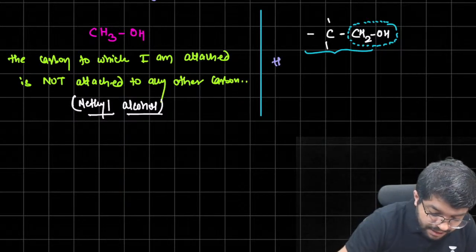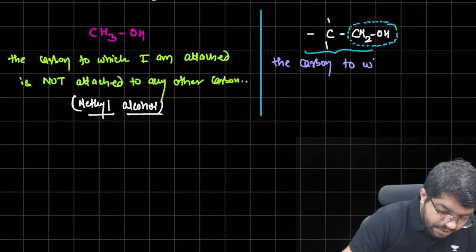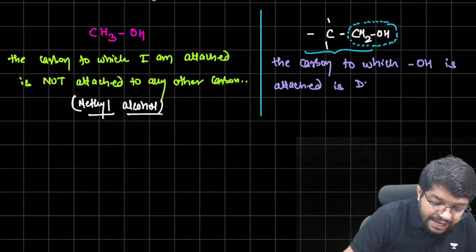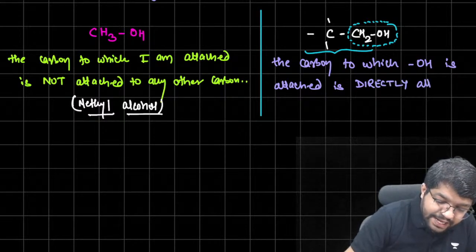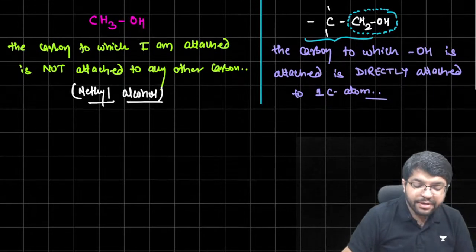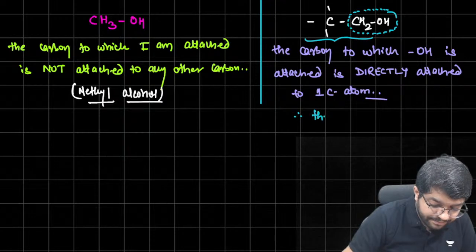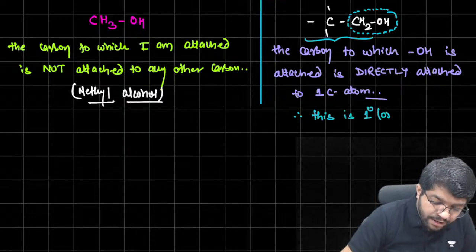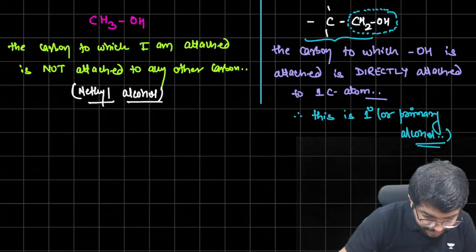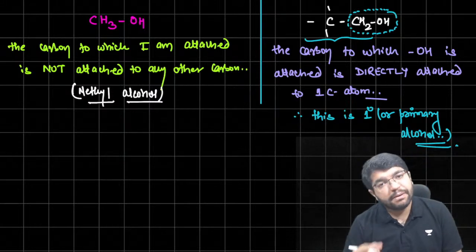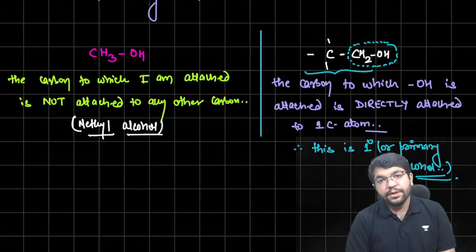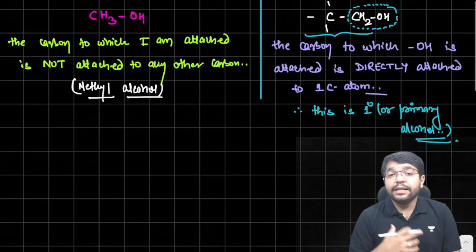The carbon to which OH is attached is directly attached to one carbon atom, and therefore this is going to be a primary alcohol. Very important: this is 1 degree or primary alcohol. That is, the carbon to which I am attached is directly attached to only one carbon. Good one. Then what next?